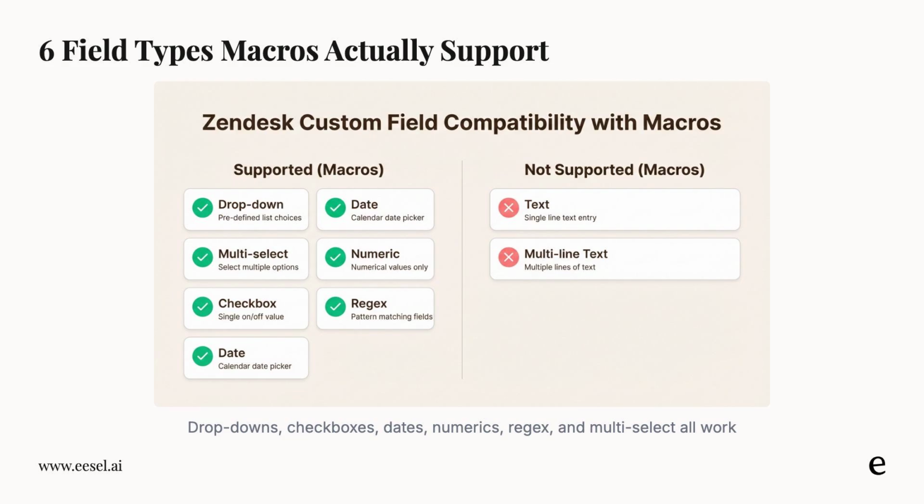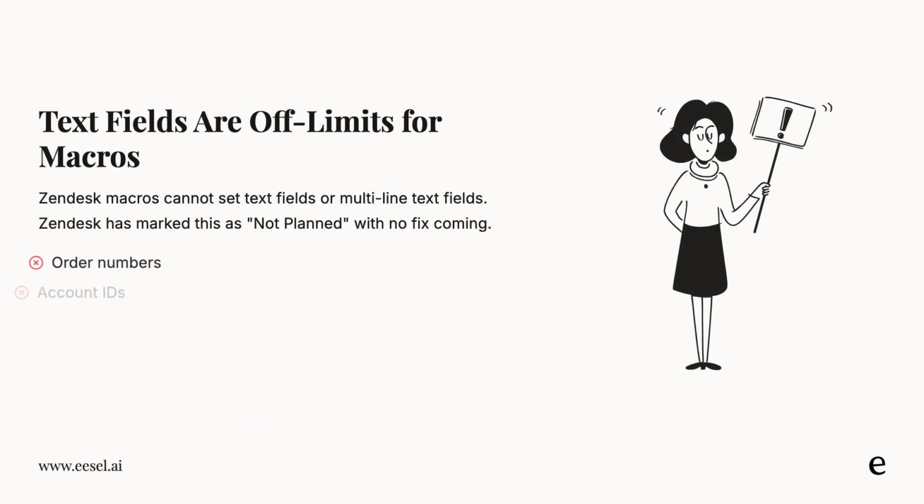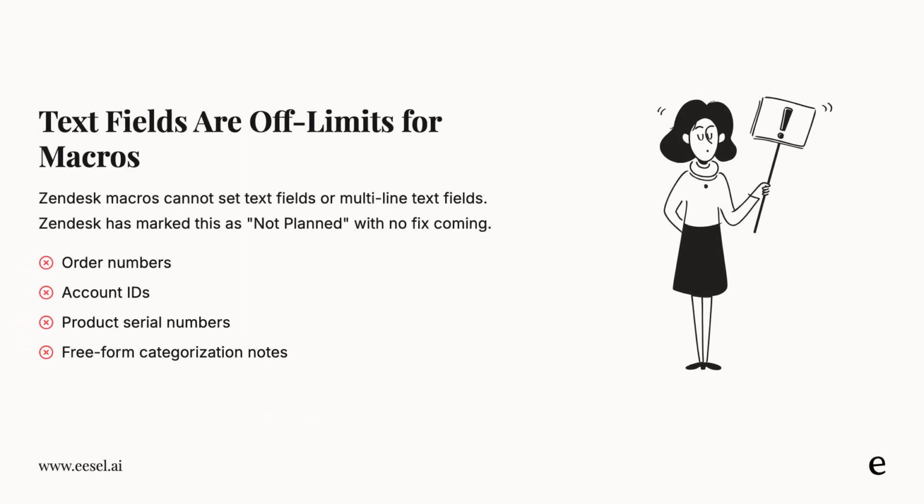Macros work reliably with 6 field types: drop-down lists, multi-select fields, checkboxes, date fields, numeric fields, and regex fields. These all use predefined values or simple data formats, which is why Zendesk can process them consistently inside a macro action. Text fields and multi-line text fields are completely off the table. The option simply does not appear in the macro action dropdown. This blocks automation for order numbers, account IDs, serial numbers, and any free-form reference your team needs to capture.